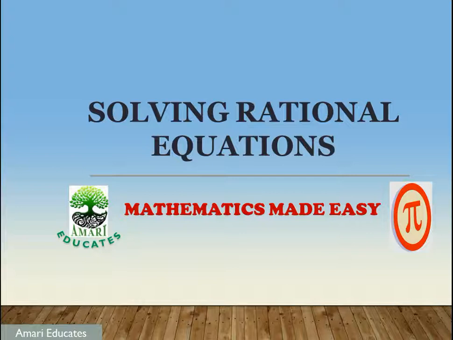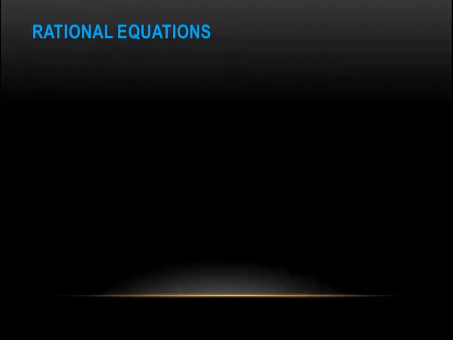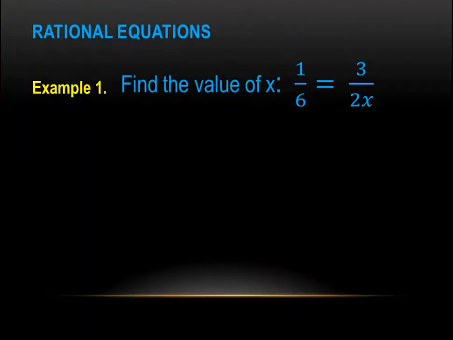Okay? Let's get started with our first example. Example number 1. Find the value of x, where 1 over 6 is equal to 3 all over 2x. The method that we're going to use here is called cross multiplication.